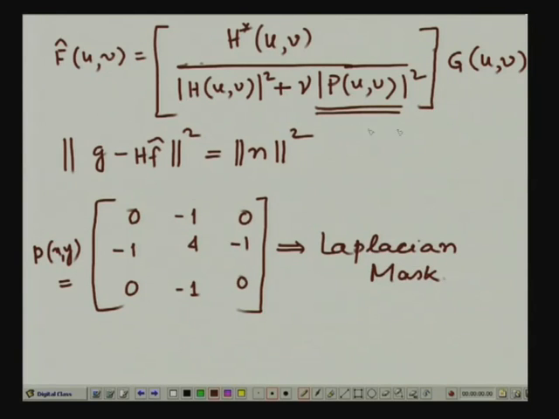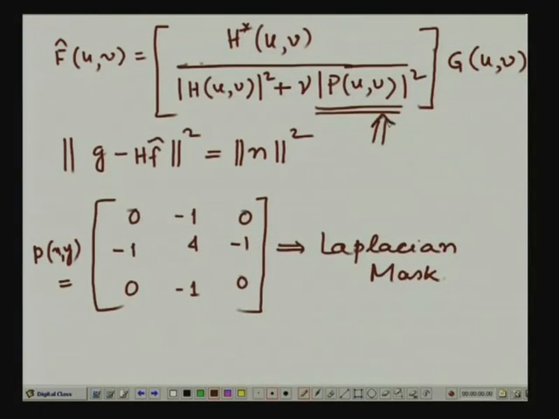Now, for implementation of this, for computation of this, you have to keep in mind that our image is of size capital M by capital N. So, before we compute the Fourier transformation of p x y, which is given in the form of a 3 by 3 mask, we have to pad an appropriate number of zeros, so that this p x y also becomes an array of dimension capital M by capital N. Only after converting this to an array of dimension capital M by capital N, we can compute p u v, and that p u v has to be used in this particular expression.